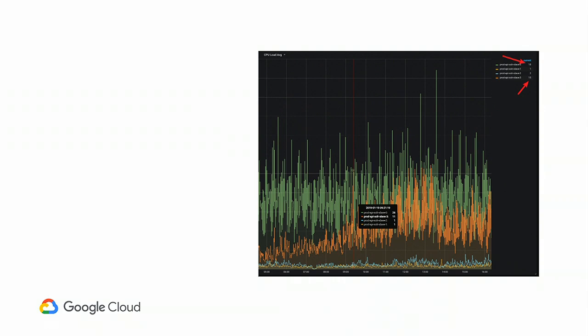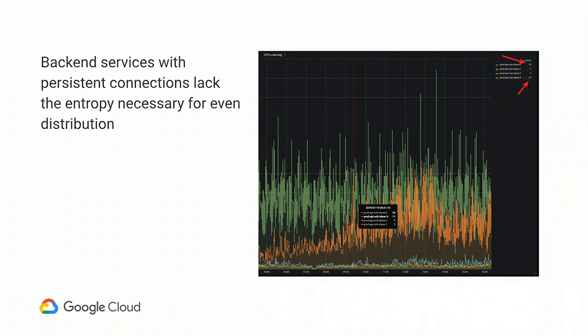In this case, we have 4 machines, or 4 pods, and in the beginning, when the systems restarted, the connection pools were hydrating. They made a bunch of connections. Everything looked great. 20 minutes later, we get this. So obviously what happened here was that backend services with persistent connections lacked the entropy necessary for even distribution. So we weren't able to get even distribution with the ILB as it stands today.